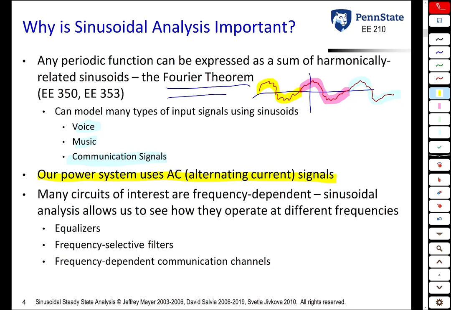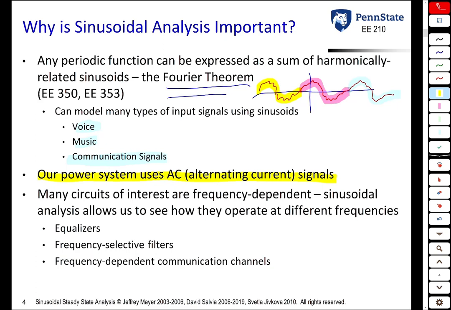Once again, sinusoidal steady-state analysis. Thirdly, and this is actually closely related to the first bullet point, we already saw that some circuits are going to be frequency dependent: the Baxendall tone control circuit, integrator and differentiator circuits, etc. So sinusoidal steady-state analysis allows us to see how these circuits operate at different operating frequencies.